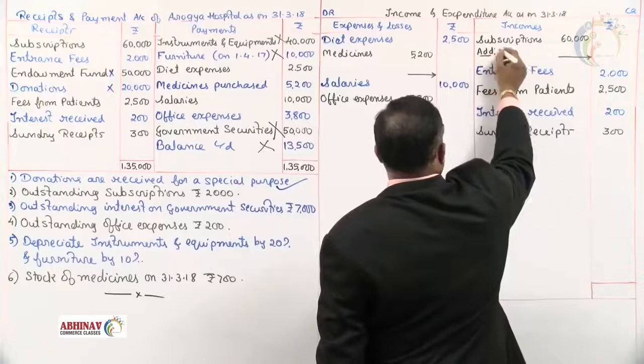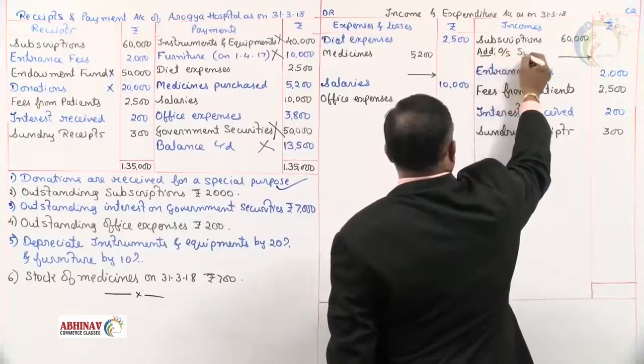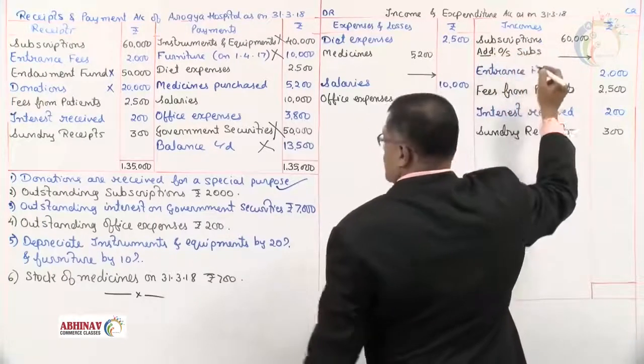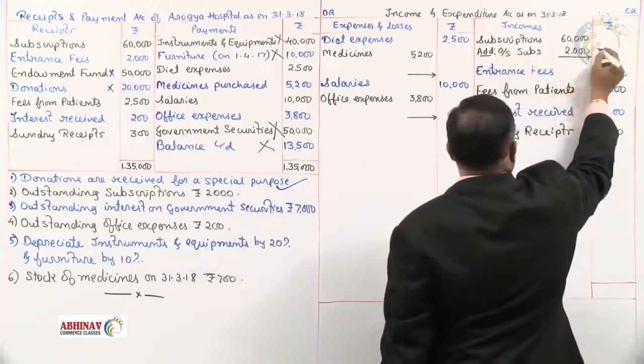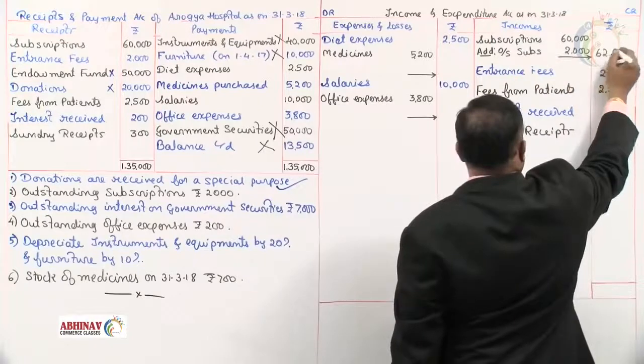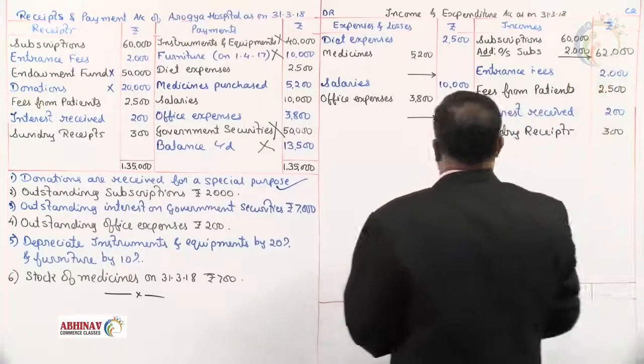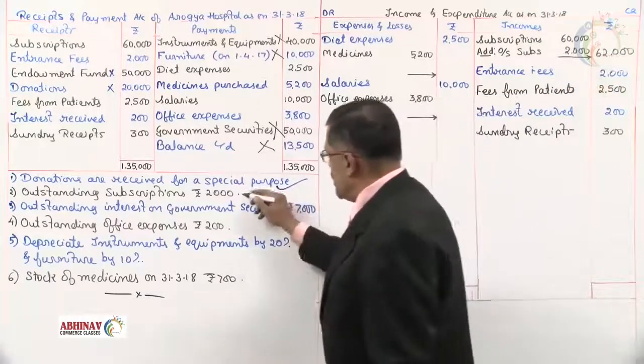Add outstanding subscriptions, rupees 2,000. In the outer column, 62,000. So this is the transaction what we have done.